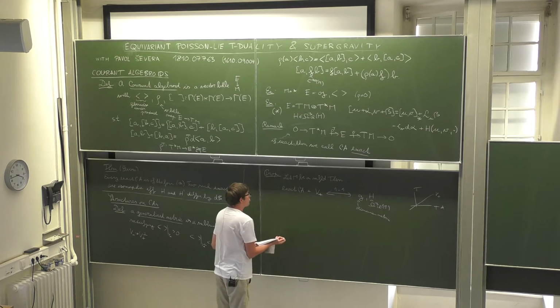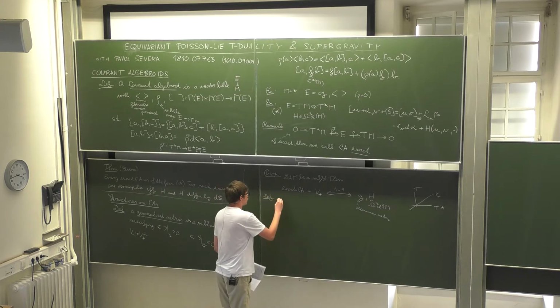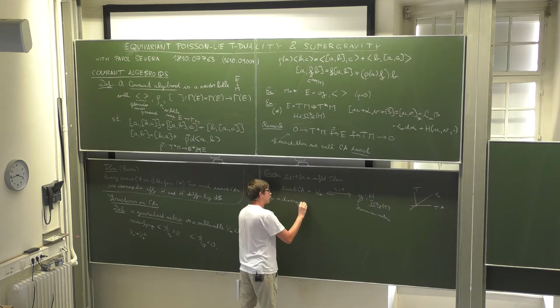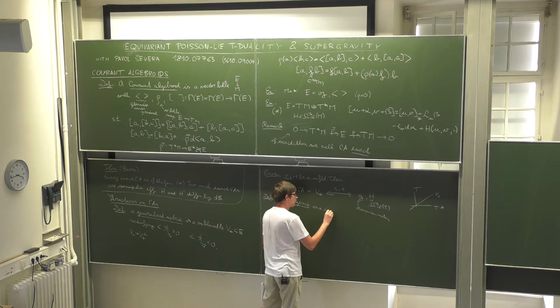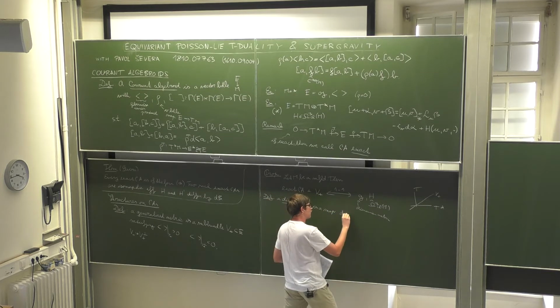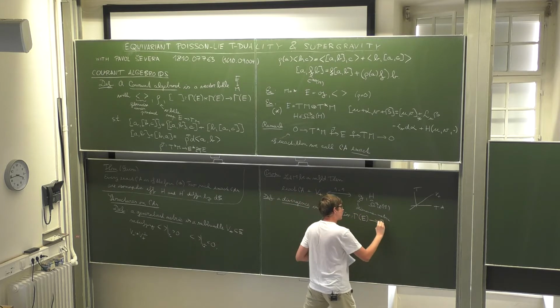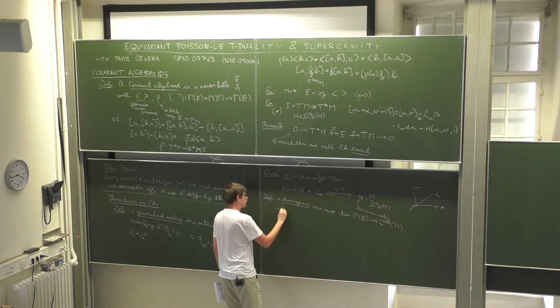Very good. And the second piece of data that we have is a so-called divergence map. So divergence is a map, let me call it div, which goes from sections of the Courant algebroid to functions on the base. And we have one condition on that.